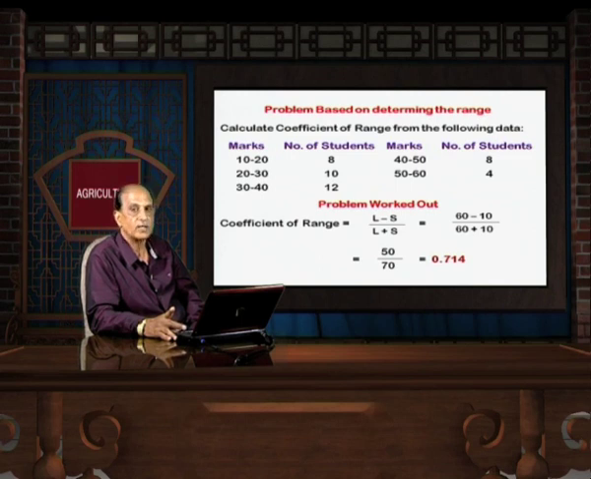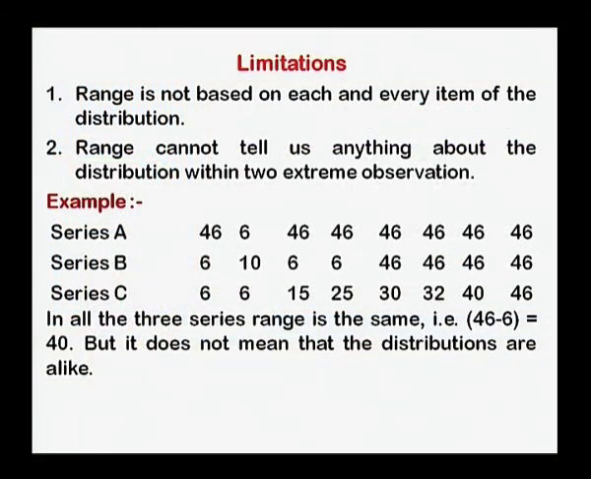So, it is definitely less than 1. So, we can say that there is less variation in the number of students who have got different marks. Now, we have to see what are the limitations of the range.